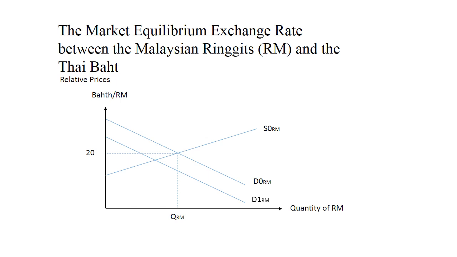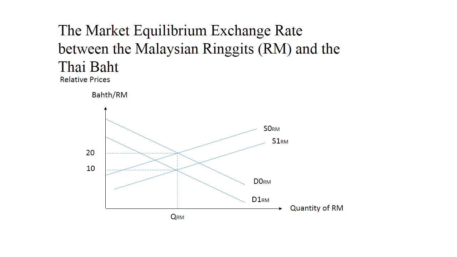Okay, so as for Malaysians, they are more likely to purchase goods from Thailand, which are cheaper. Therefore, the supply of ringgit Malaysia to get baht has increased, resulting in the supply curve shifting from S0RM to S1RM. Okay, so then it will cause the Malaysian ringgit to fall and the baht to increase from 1 ringgit is equal to 20 baht to 1 ringgit to 10 baht.